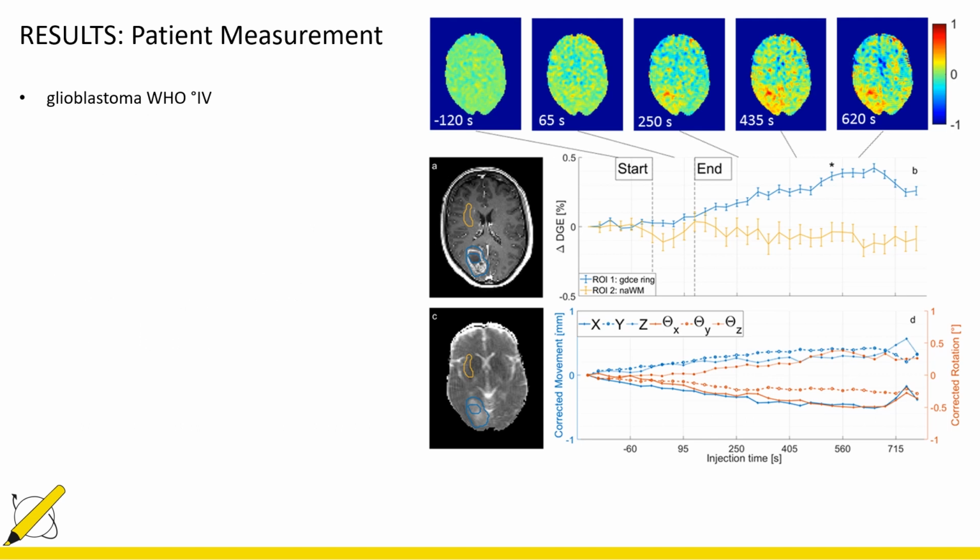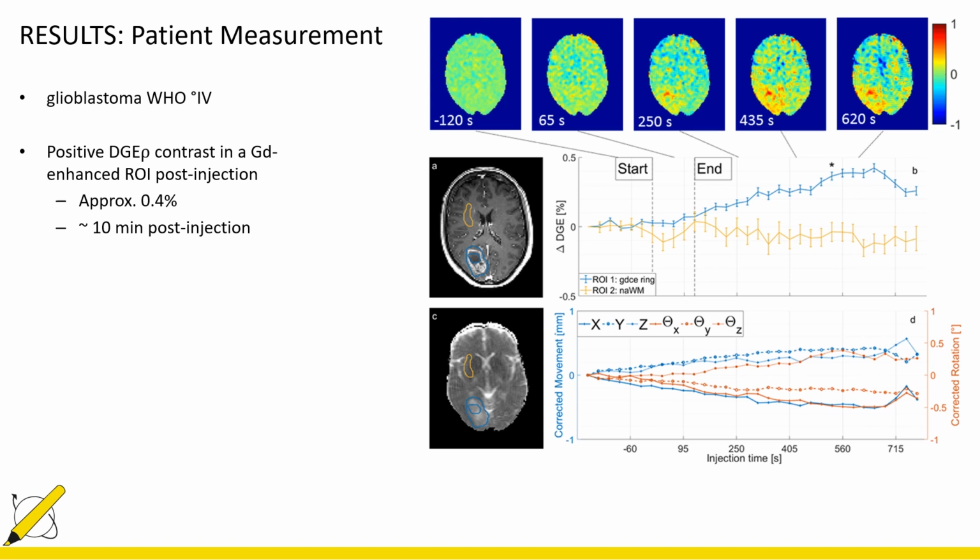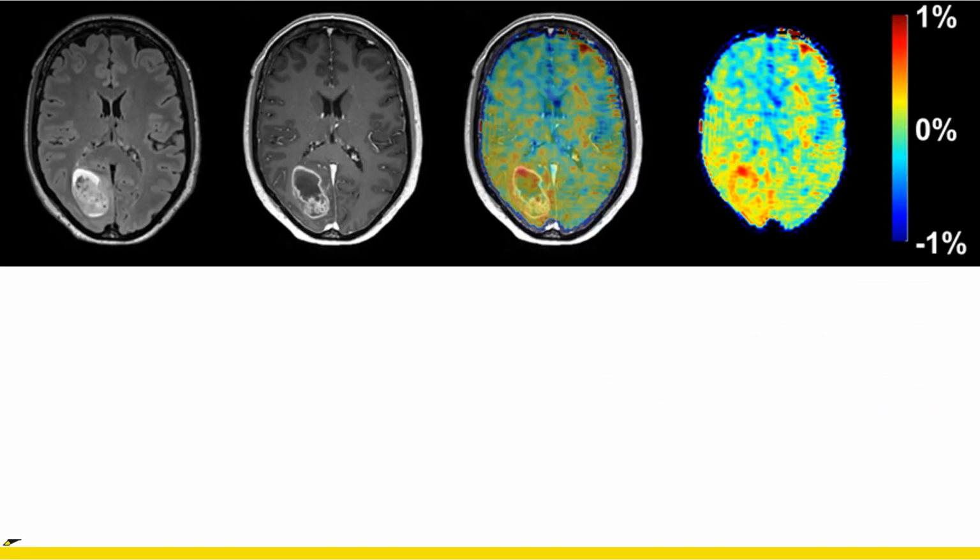Here you can see the results obtained from a glioblastoma patient measurement. You can see that in an ROI that was drawn in the gadolinium enhanced region, a clear positive contrast. Maximum is approximately 0.4%, which is in good agreement with our simulations and occurs approximately 10 minutes after the injection. What you can also see is that the white matter is not really affected. When we register the DGE maps after the injection to the anatomical images, you can see a very heterogeneous pattern which partly matches with the gadolinium ring enhancement.